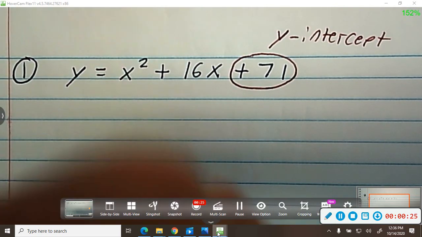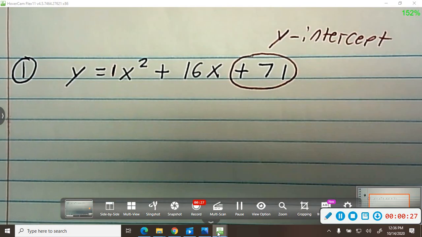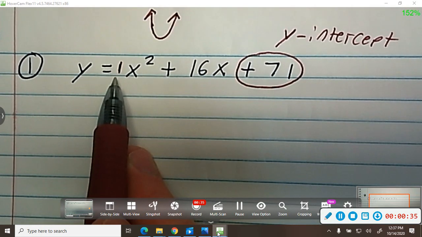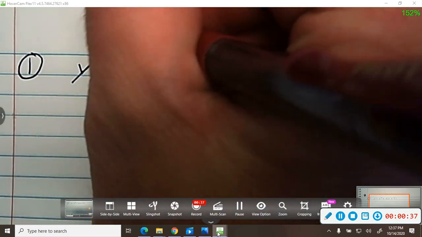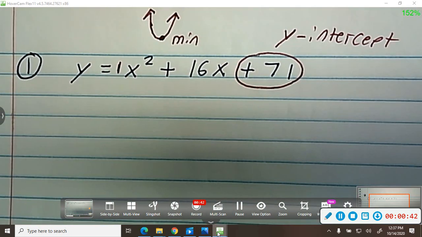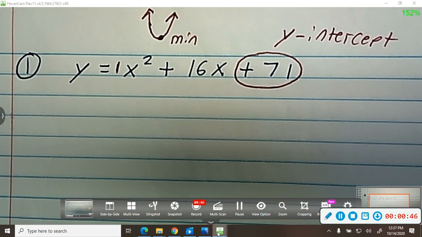Also, we know that since this number is positive, it opens up. It looks like this. If this number is negative, it flips over, and we call this a minimum. And so our objective here is to go from standard form to vertex form.